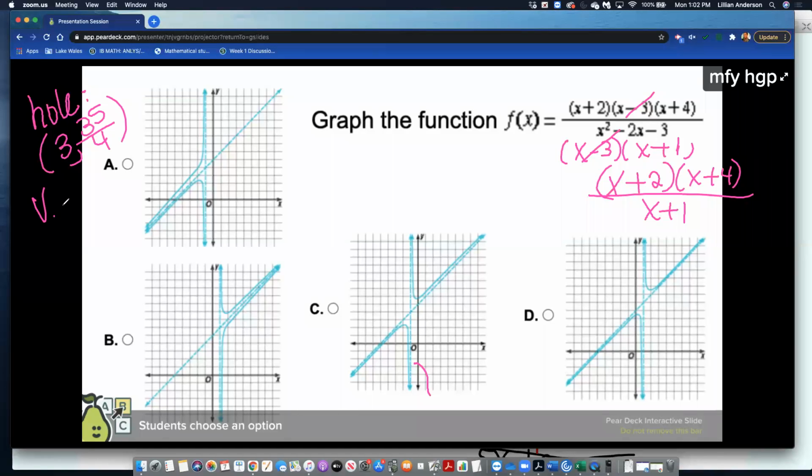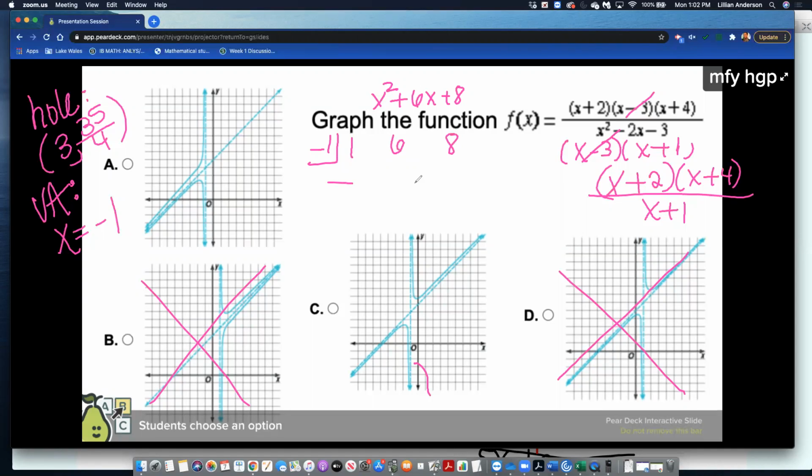Where's my vertical asymptote located? X equals -1. So as we can see, that will eliminate B. That would also eliminate D. And then both of these have the same slant asymptote. But if I FOIL this out, that would be x squared plus 6x plus 8 divided by x plus 1. So I can do synthetic division with it real quick to find out that my slant asymptote is going to be y equals x plus 5. That's why it has a y-intercept at 5 and a slope of 1.